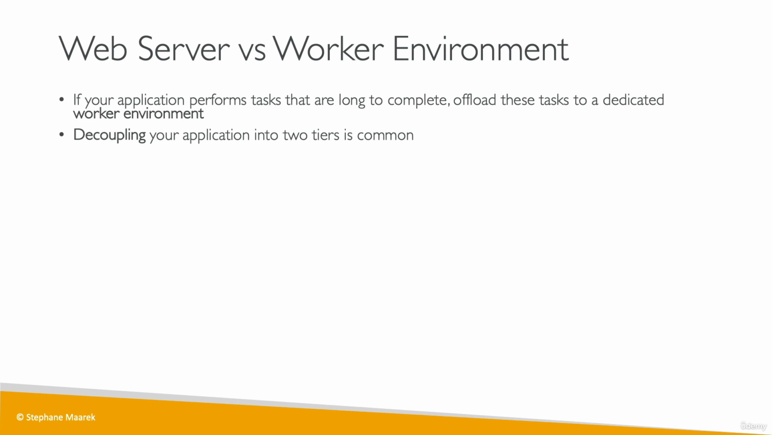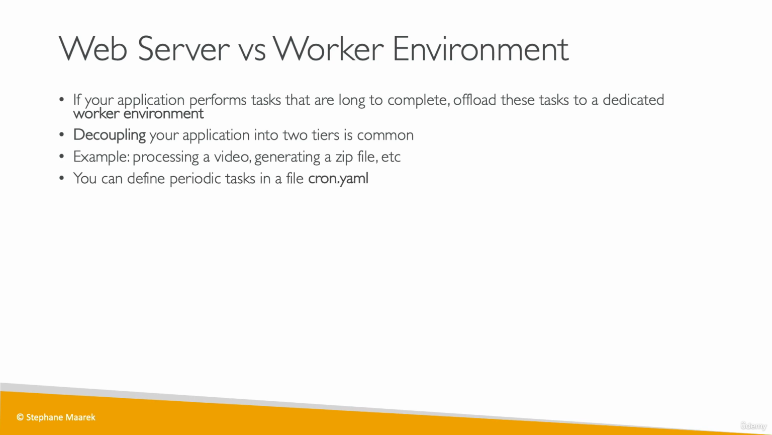So for example, what are the kind of tasks that could be long to complete? Well, processing a video if you want to add some kind of text on top of the video, or generating a zip file, or creating a very complicated filter for your images, etc. On top of it, in your worker environment, you are able to define a bunch of periodic tasks to be done using a cron.yaml file, which will run cron jobs directly from your worker environment.